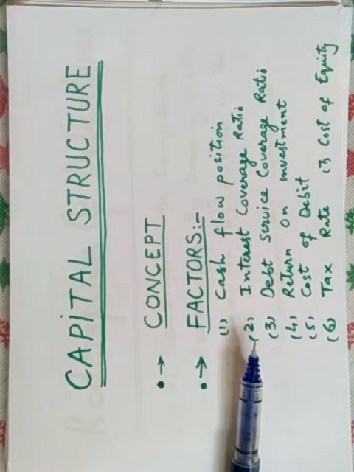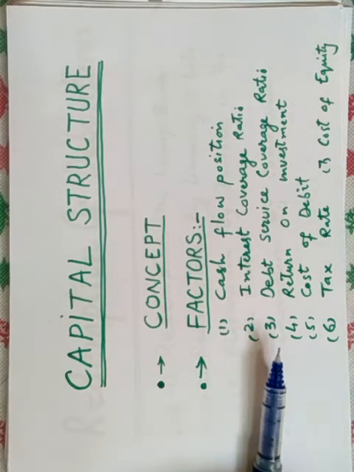The second factor that affects the choice of capital structure is the interest coverage ratio. The ratio indicates the number of times earnings before interest and taxes of a company cover the interest obligation. A high ratio alone is not adequate because sometimes companies have high EBIT but a small amount of cash balance at their disposal. Along with interest, repayment of debt is also equally important.